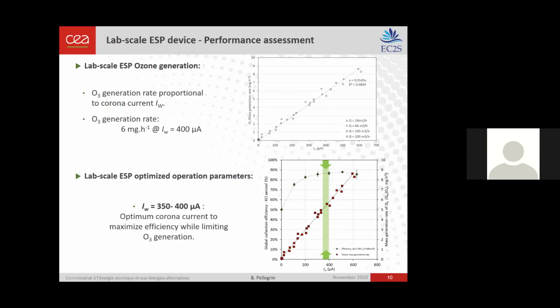Additionally, we also assessed the unwanted ozone generation of the electrostatic precipitator device. And we showed that the ozone generation rate is directly proportional to the corona current applied. We also demonstrated that an optimum current range has to be applied to get the maximum efficiency while lowering the ozone generation.